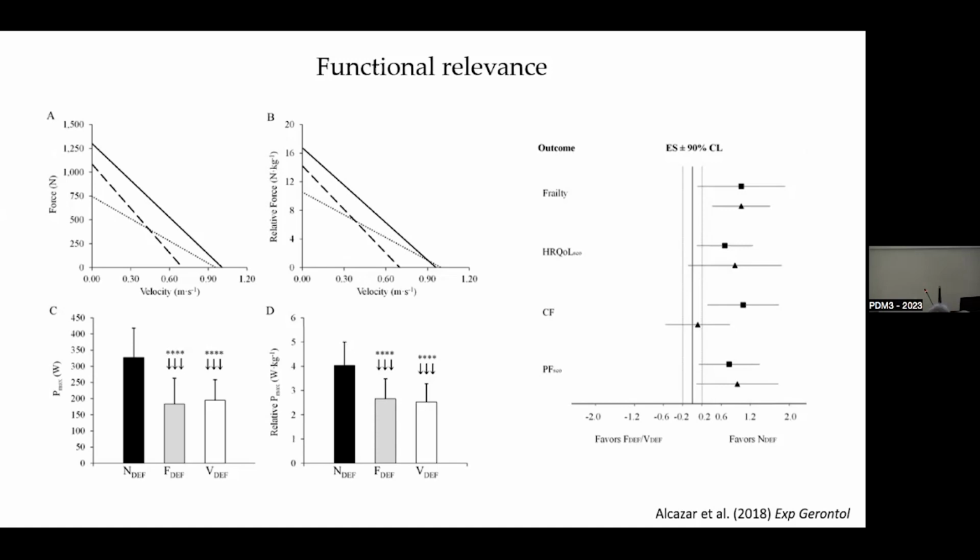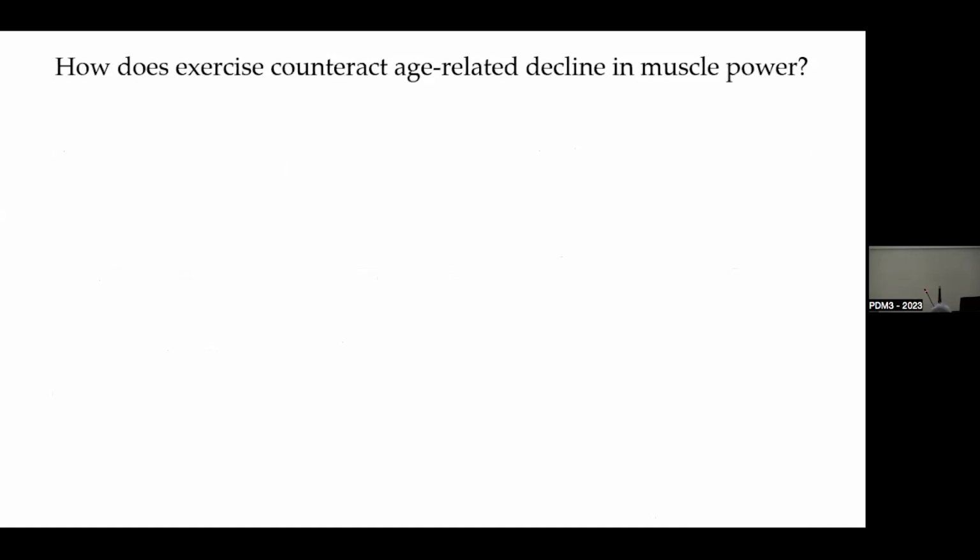So the profiles were quite different in those cases, and at the end, whether it was caused by a deficit in force or velocity, they had a low muscle power level, and that was associated with health-related quality of life, frailty, cognitive function, and physical performance, okay? But actually, if we look at the profiles, maybe the intervention should be different for each profile. How can exercise counteract this age-related decline in muscle power?